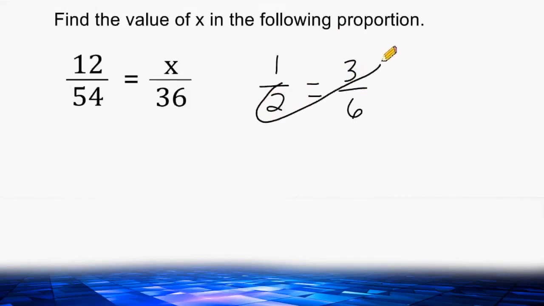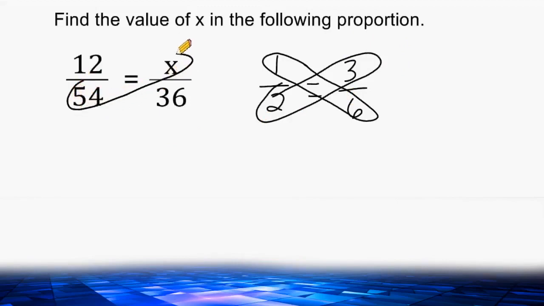And when we cross multiply, notice we come up with the same product. 1 times 6 is a product of 6, and 2 times 3 is a product of 6 as well. And what we're going to do is take advantage of this fact to set up our equation. So let's go to our proportion and cross multiply 54 and x. And algebraically, we would write 54 times x as just 54x.